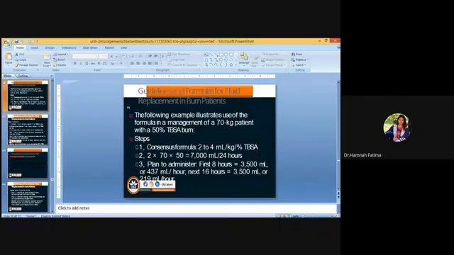70 into 50 into 4. This is 14,000, means 10 to 14 liters have to go into the patient. So first infuse 5 to 6 liters in the first 8 hours.